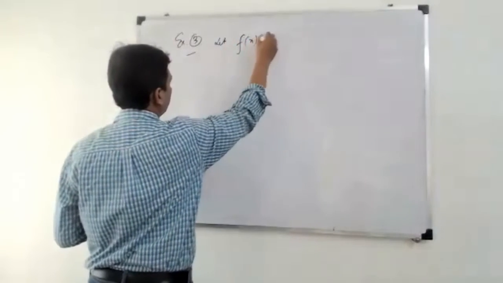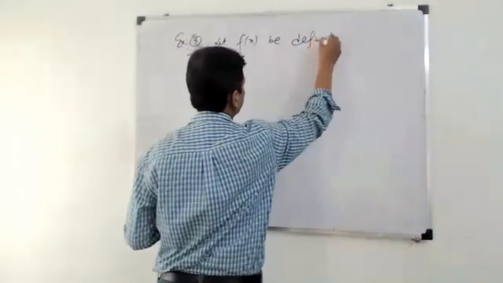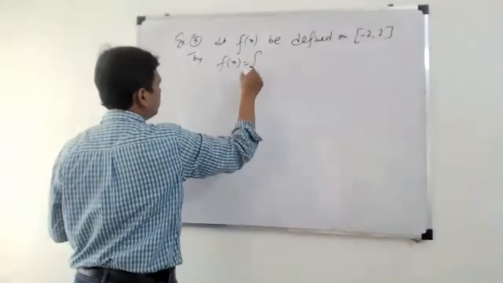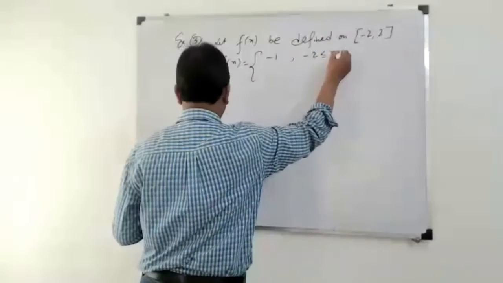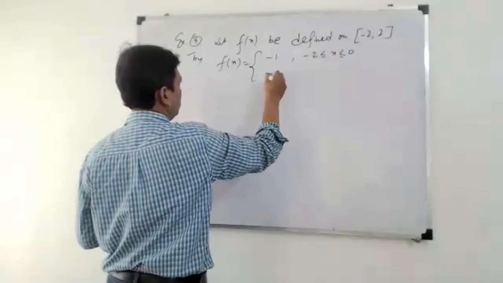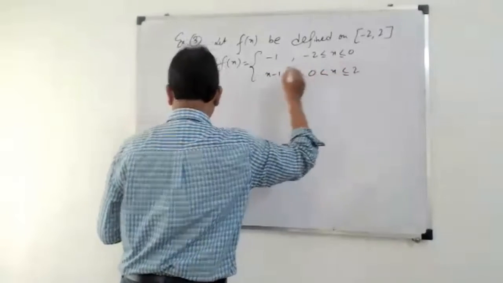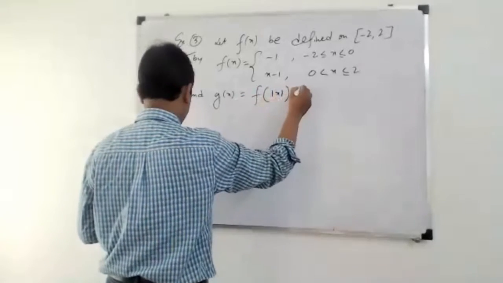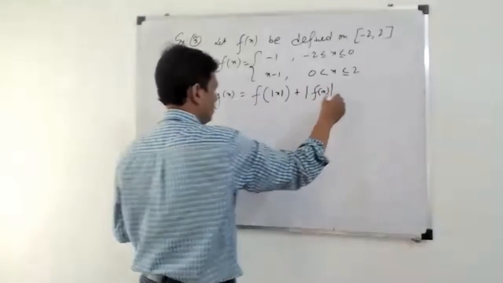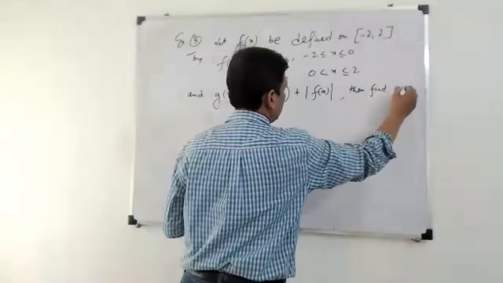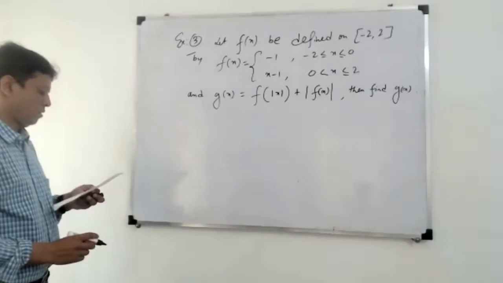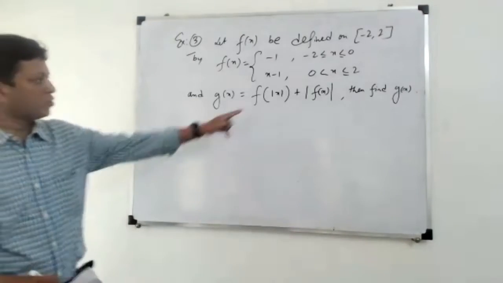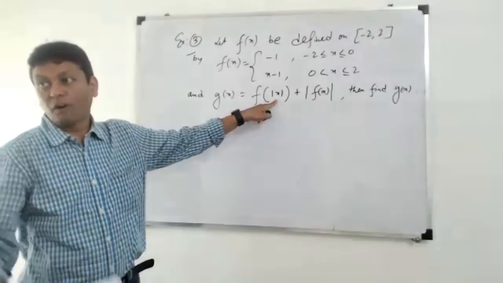Let f(x) be defined on -2 to 2 by f(x) equal to |x| - 1 and g(x) equal to... It's a kind of composition of functions because you are using the mod function. f of mod function. This is also a composition of functions.